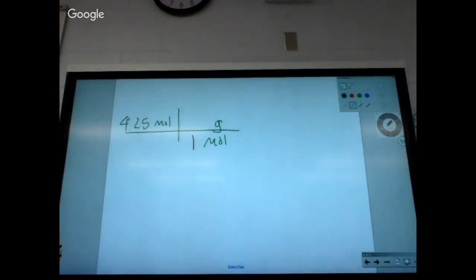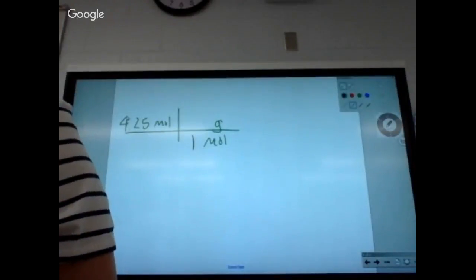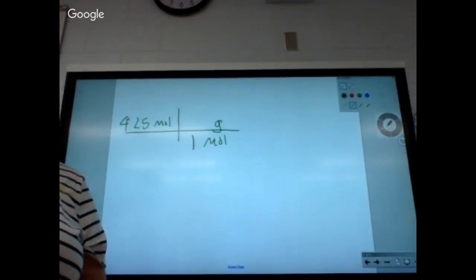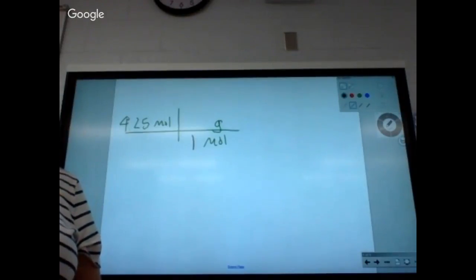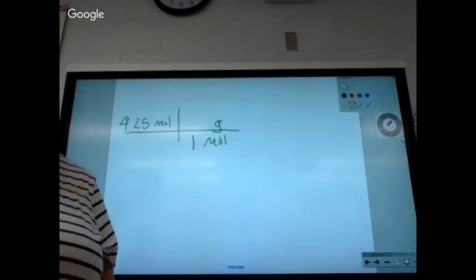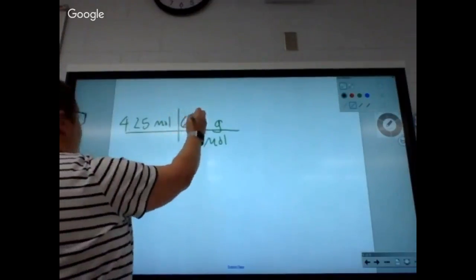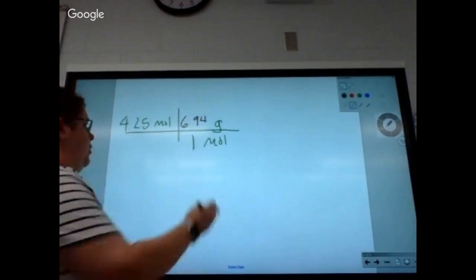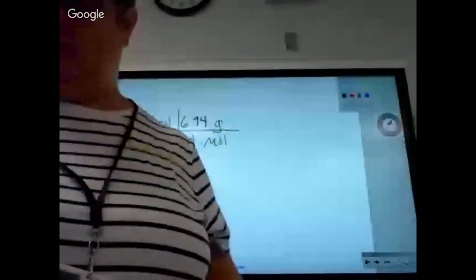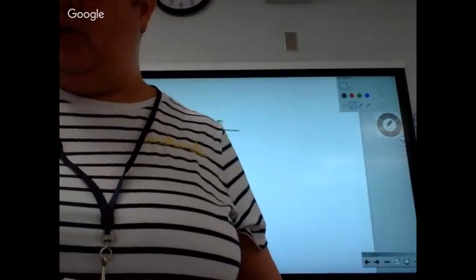Now, grams. Where do grams always come from? What's that, Anthony? Say that a little louder. The periodic table. Every time you have a gram, it has to come from the periodic table. So, what was the element in the question? Lithium. So, when we look up lithium, its mass is what? Okay. 6.94 is plenty. You don't have to write down every number on the periodic table. Okay. So, 4.25 times 6.94.